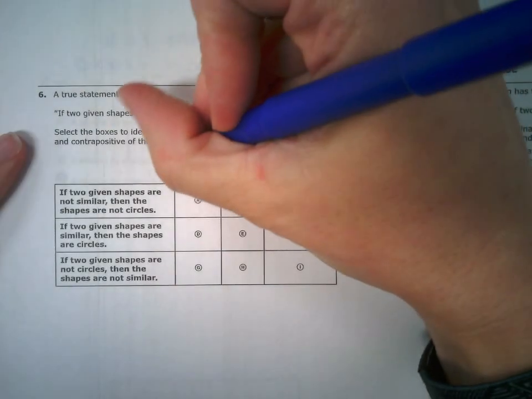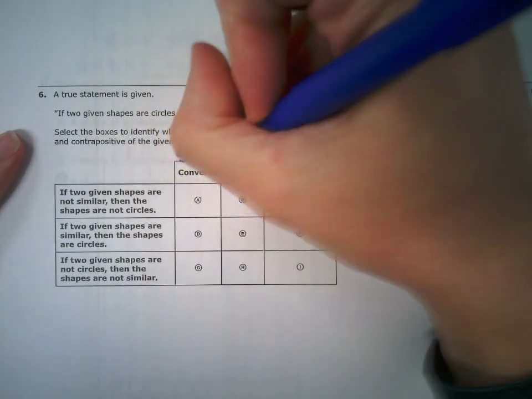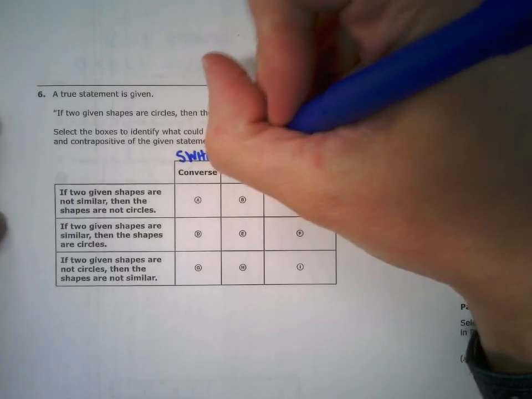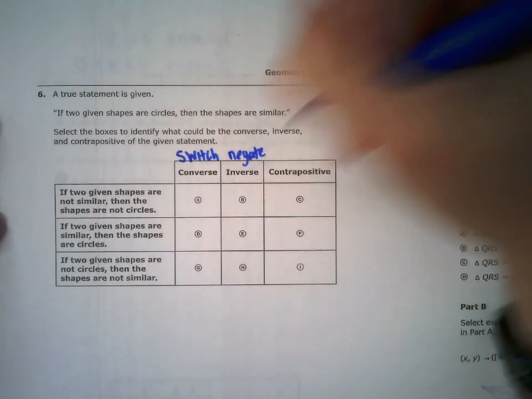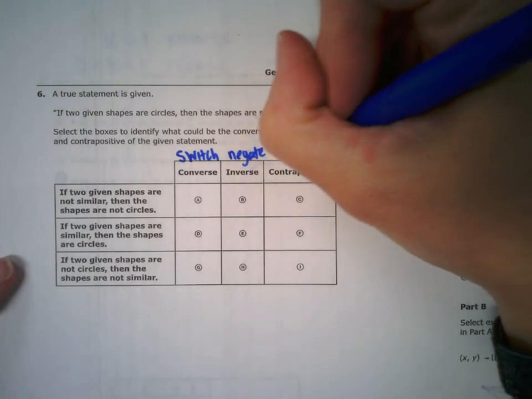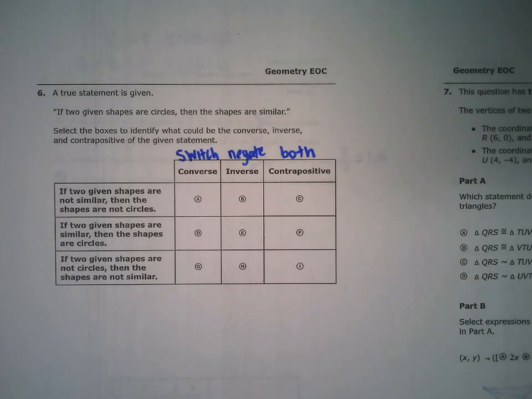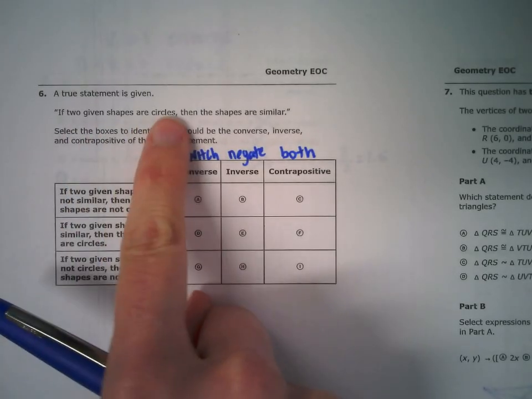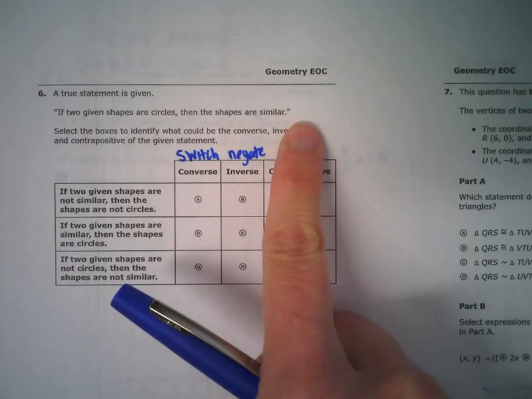So what we need to remember about these: converse means I switch the hypothesis and conclusion. Inverse means I negate both the hypothesis and the conclusion. And contrapositive means I do both things. I switch and I negate. So we're going to pick one for each of these items. Okay, if two given shapes are circles, then the shapes are similar.